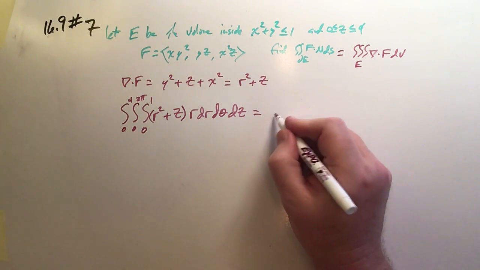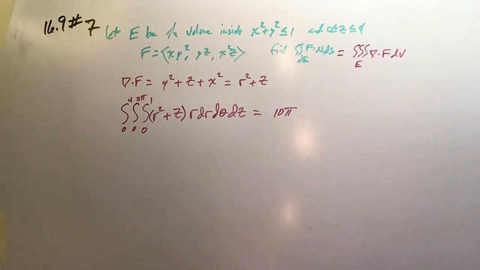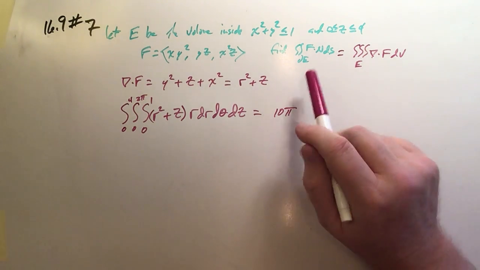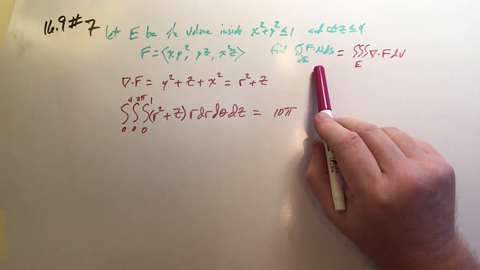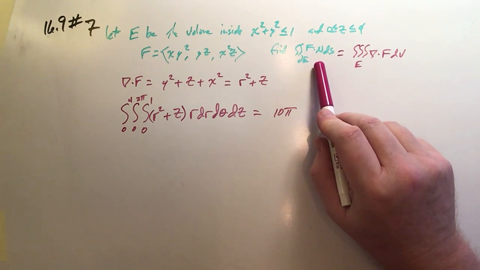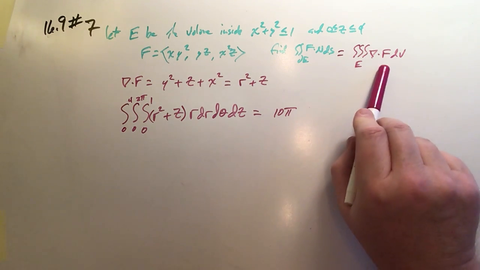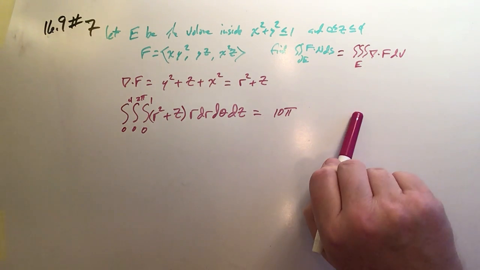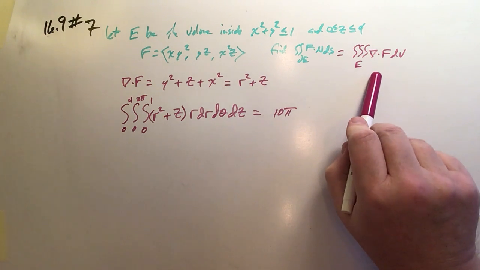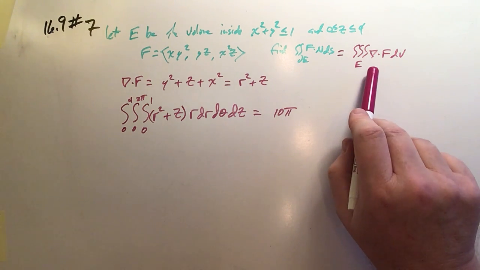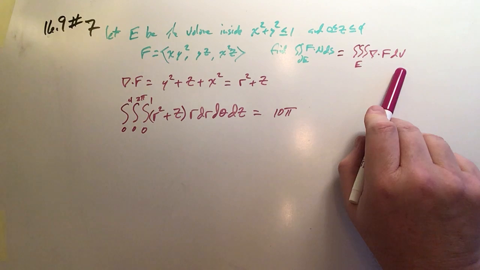And once we integrate the whole thing, we get 10 pi. So there it is. The real lesson in the divergence theorem is to not do the flux side of it. Instead, it's just a lot easier to integrate the divergence over the volume, especially with how much experience we have integrating over volumes in multiple geometries.